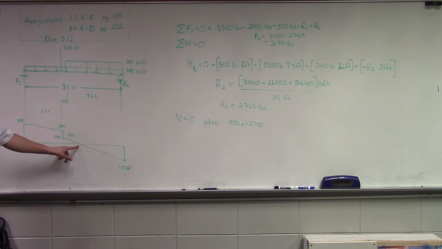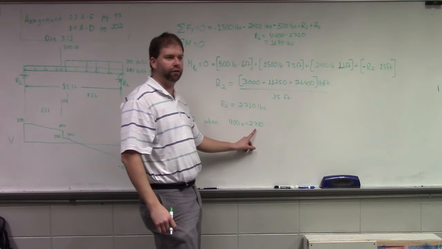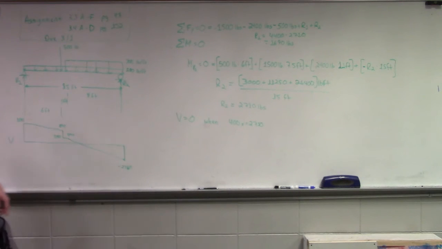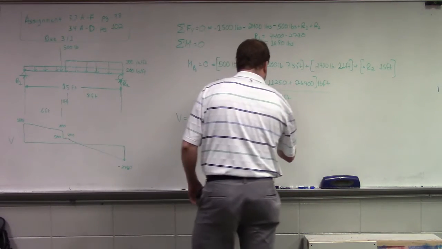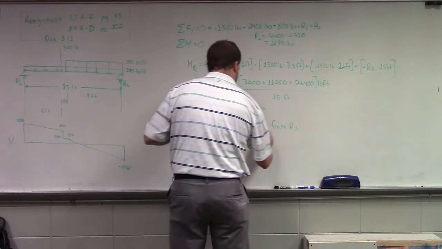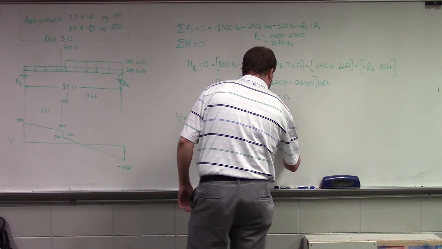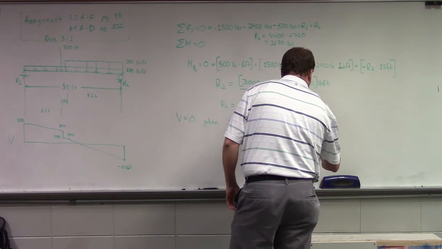If you wanted to do it from left to right, how would you have to rewrite it? We wouldn't be able to use 2710. What would we have to use? 1690. I'd be careful. You go from 490, wouldn't you? We go from 490, okay? So this is from R2. If we're going from R1 or from the left.